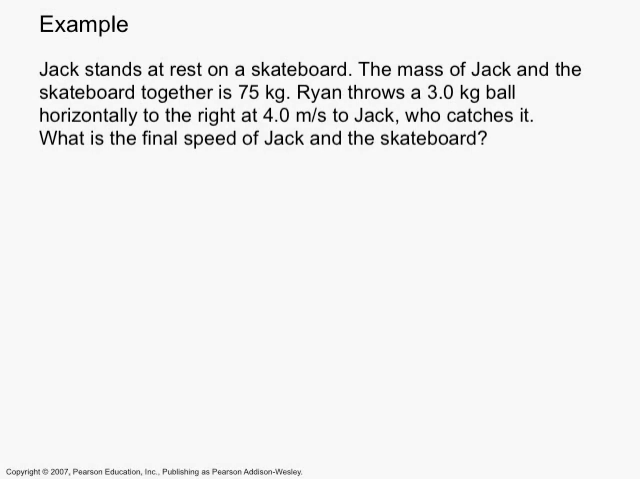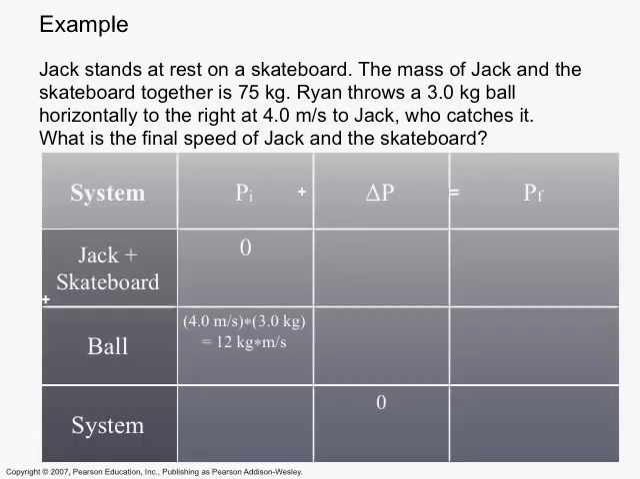This is an inelastic collision, where a ball is in a sense sticking to or locking to Jack and the skateboard, and they move together with a common speed. We'll fill out a momentum table and play momentum Sudoku. Jack plus skateboard are at rest, so the initial momentum is 0. The ball's initial velocity is 4 meters per second, which with its mass of 3 kilograms gives it an initial momentum of 12. Therefore, the momentum of the system is all in the ball, moving to the right. Therefore, the system has a momentum of 12 moving to the right.